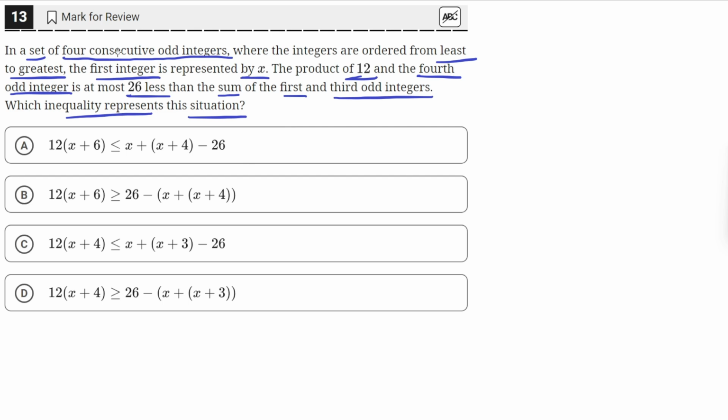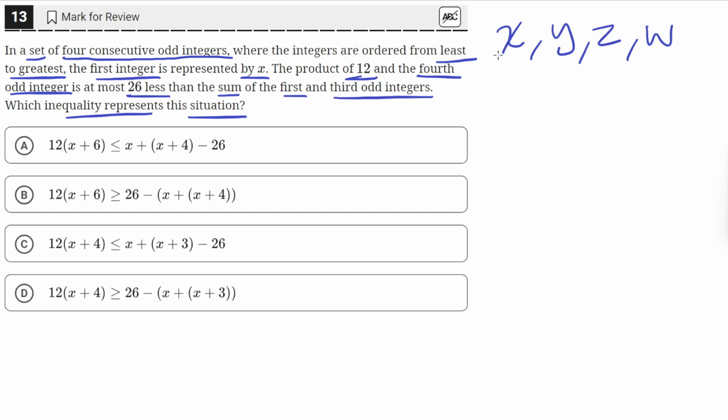So we have a set of 4 consecutive odd integers. Let's just say x, y, z, and w. So we have 4 consecutive odd integers ordered from least to greatest. So we'll just say x is the least and w is the greatest. The first integer is x, like we chose here.